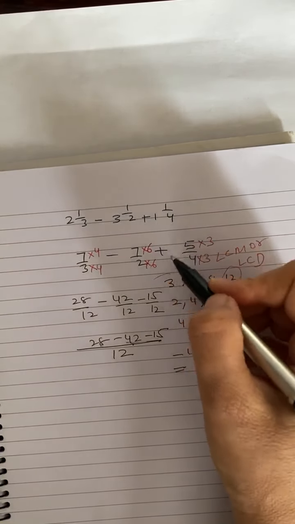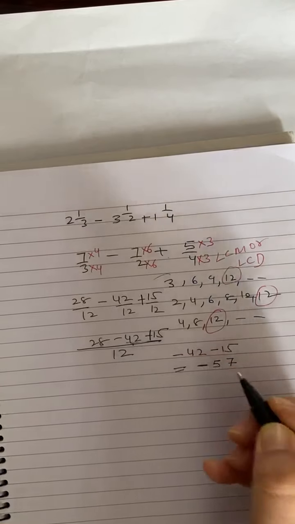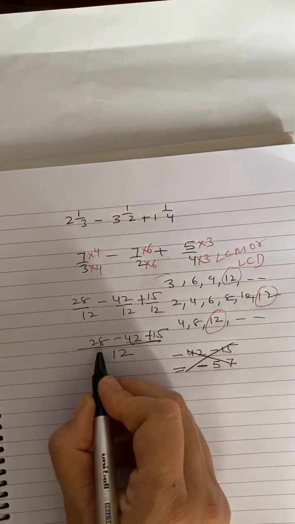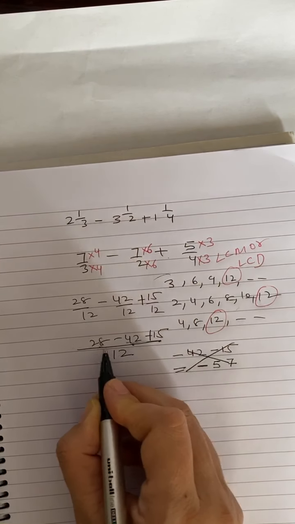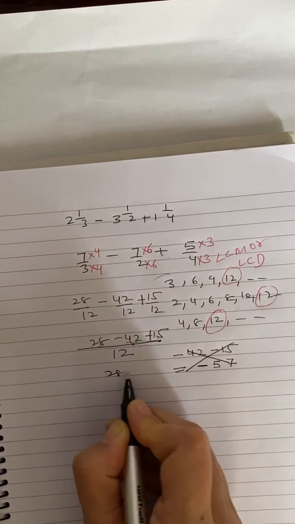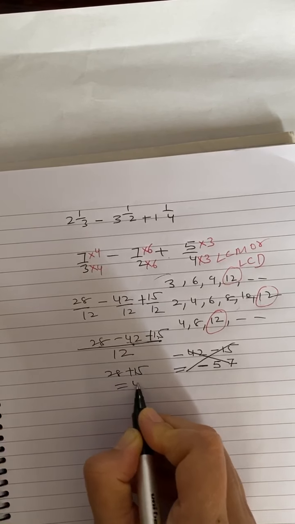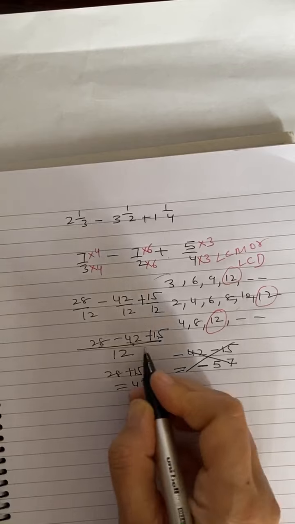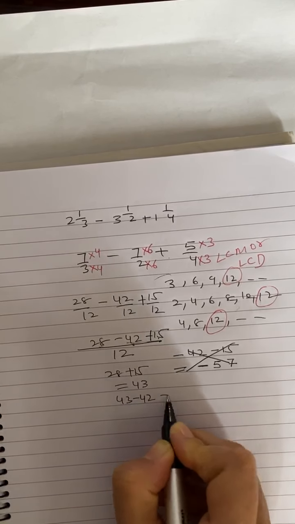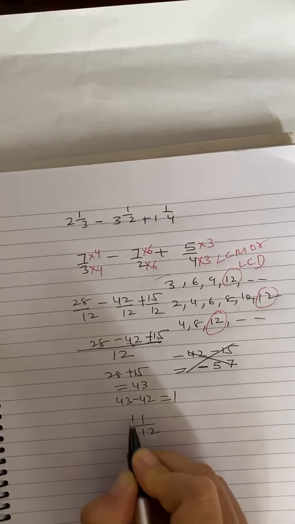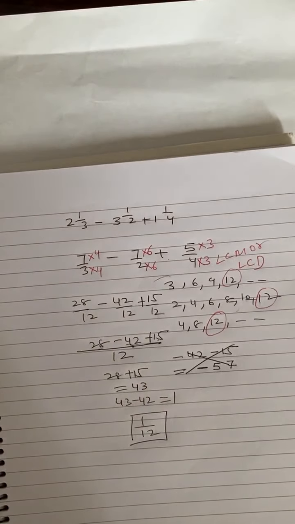Oh, sorry, here you had plus, so this should be plus actually. So 28 minus 42 plus 15. Either you can do 28 plus 15 first, which is equal to 43, and then you subtract: 43 minus 42 gives you 1. So 1 over 12 is your final answer. That's it.